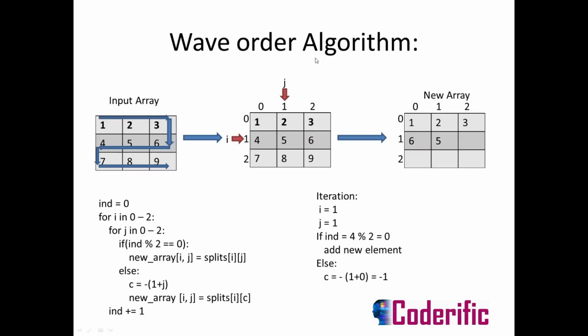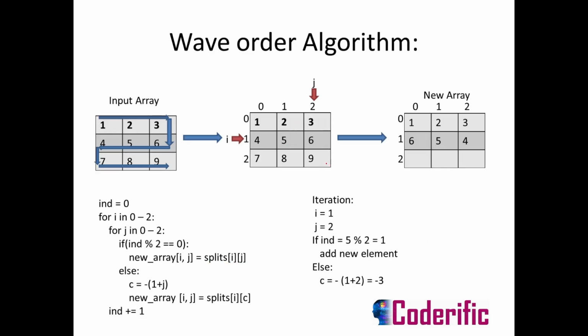Moving on to the next value of j. Index value is 4. 4 remainder 2 is equal to 0. Yes, it is. We are going to add a new value. And simply we are going to add I of j, 1 of 1. Here what we are going to insert is take the input value at I of j, which is this one, and we have added it here in the new array.